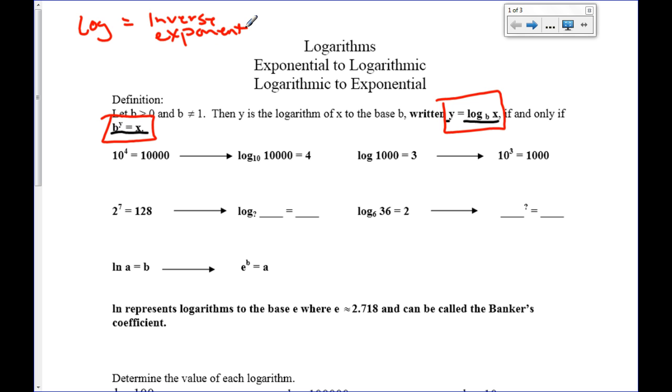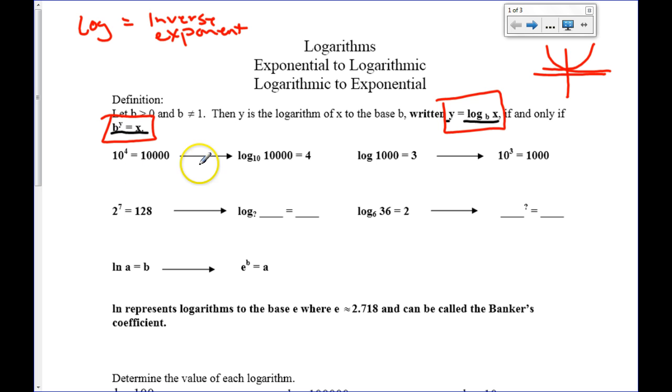So earlier in the week, we did exponential equations. And you remember exponential equations, if you were to graph them, look something either like this for a growth or like this if it's a decay, right? A log looks a lot like that. And I'll show you that before the end of the class, okay?